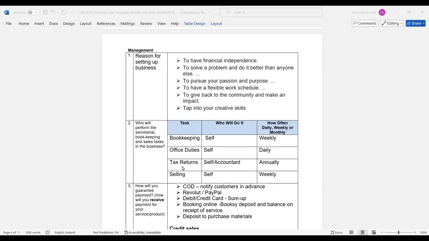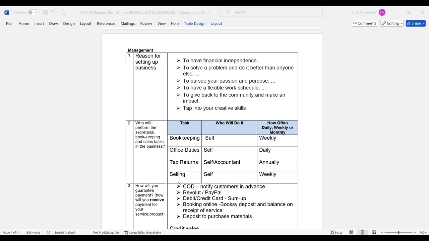The next task is tax returns. When your bookkeeping is complete for the year, you will prepare your profit and loss, and this will form the basis of your tax return. As a self-employed person, you are obliged to file your income taxes with Revenue on an annual basis. And it is in October annually, the deadline for filing income taxes. This can be done by yourself, or it can be done by an accountant.